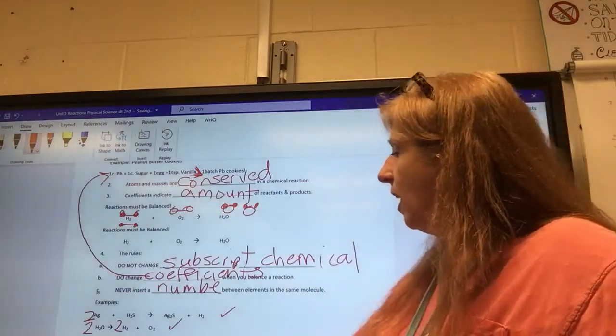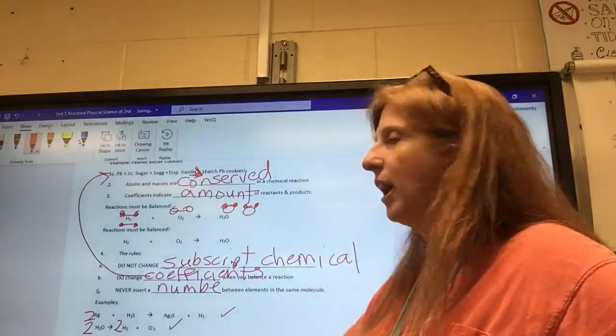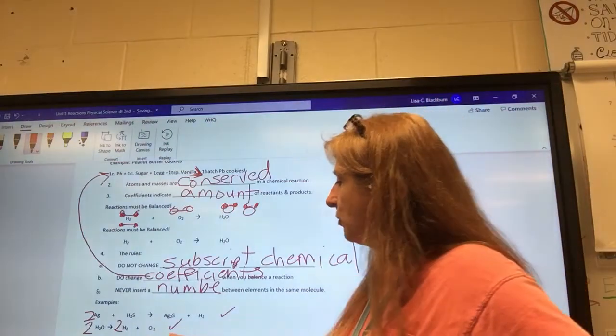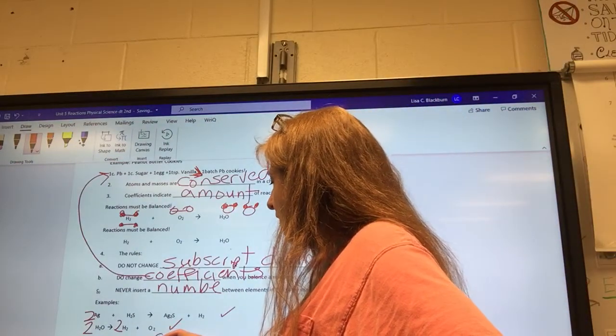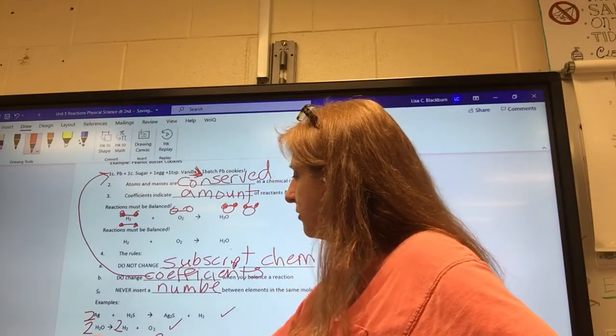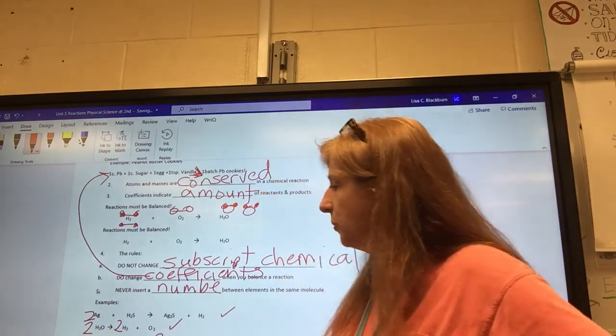Let's try this one. Over here I have 1 sodium. There I have 1 sodium. Here I have 2 chlorines. Here I only have 1. I have to put a 2 in front. That messed up my sodiums. I go back and put a 2 over there.